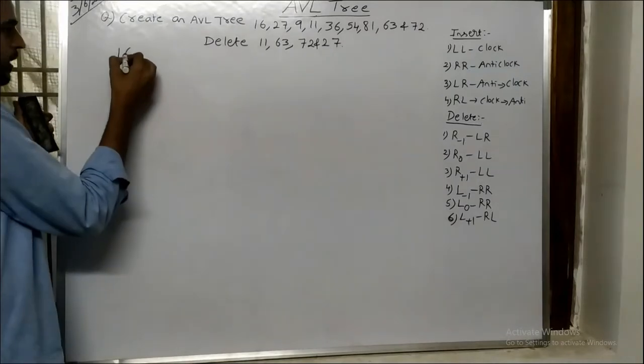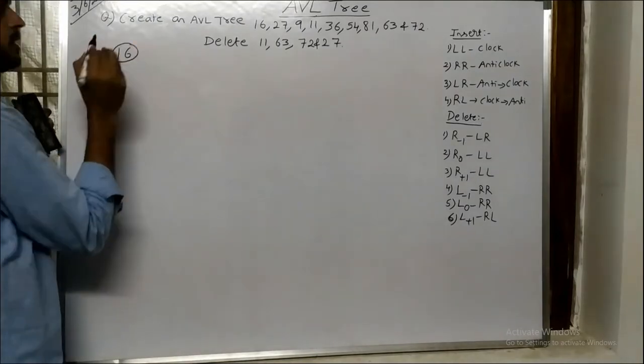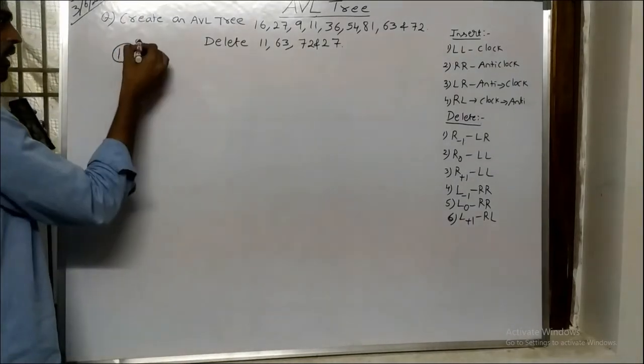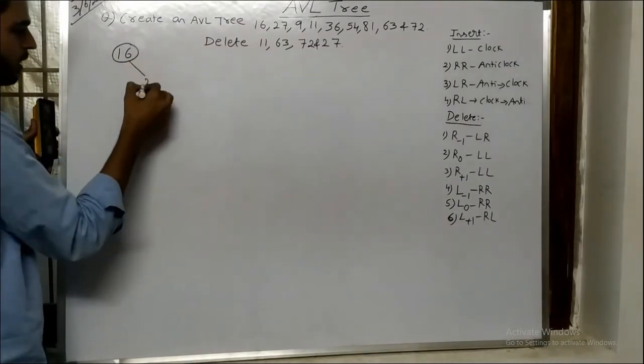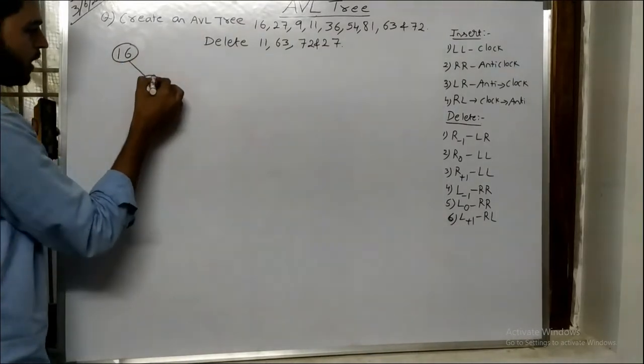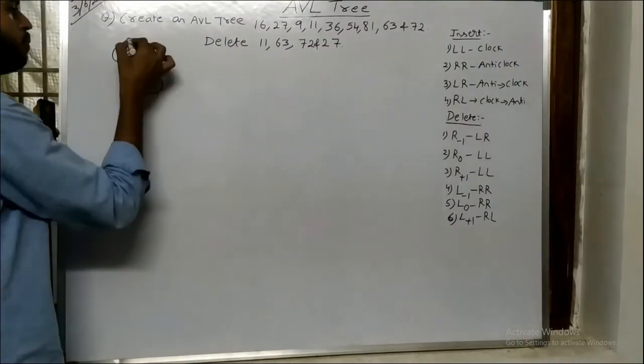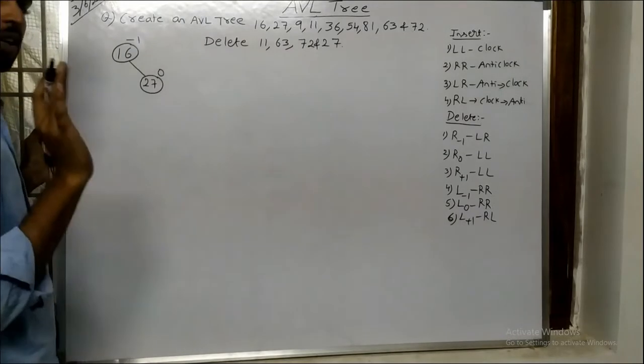I will take the node 16. Yes, it is an AVL tree. Why? Because the balance factor is 0. I will insert 27. As 27 is greater, it goes to the right side. As 27 is inserted, the balance factor is minus 1. Yes, it is also an AVL tree.